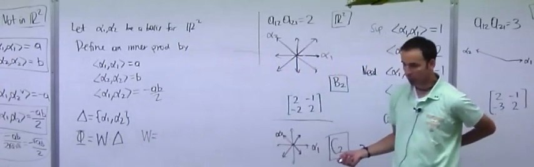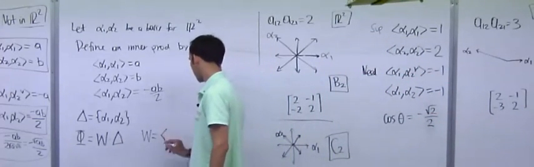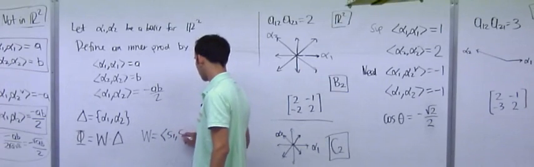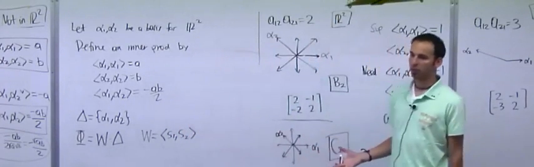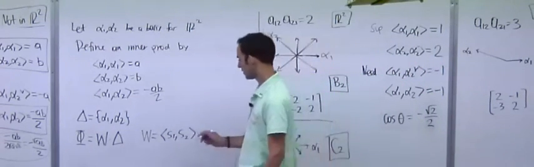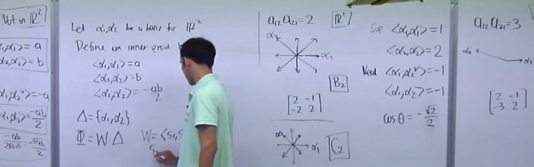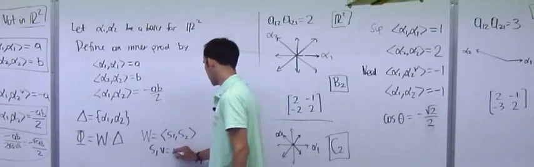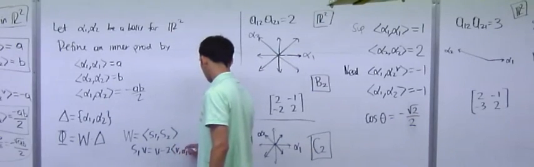The group is the Coxeter group associated to this, and that Coxeter group is generated by the reflections S1 and S2. Do I know what S1 and S2 are? Well, I do because I know the inner product. So S1 of V is just V minus 2 (V, alpha 1 check) alpha 1, and S2 of V is the same thing with alpha 2.